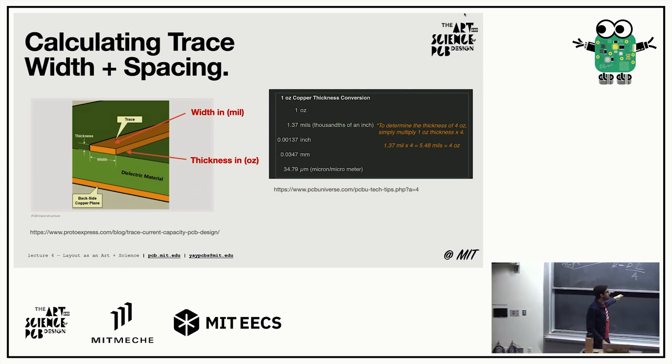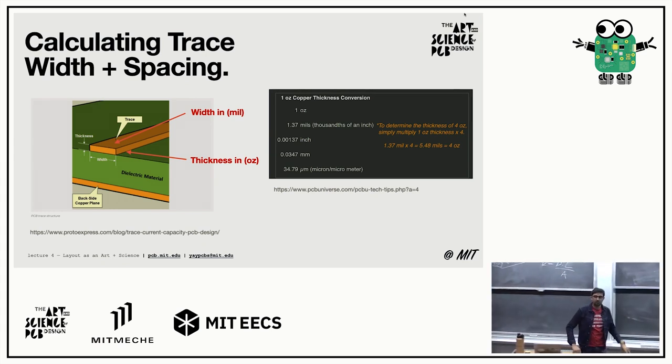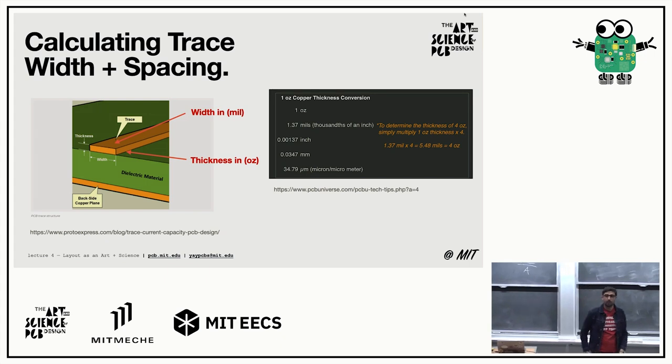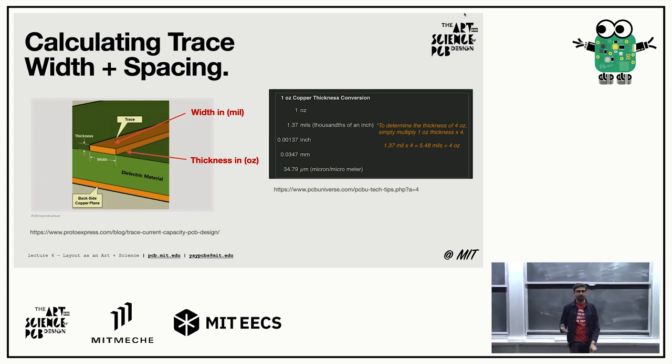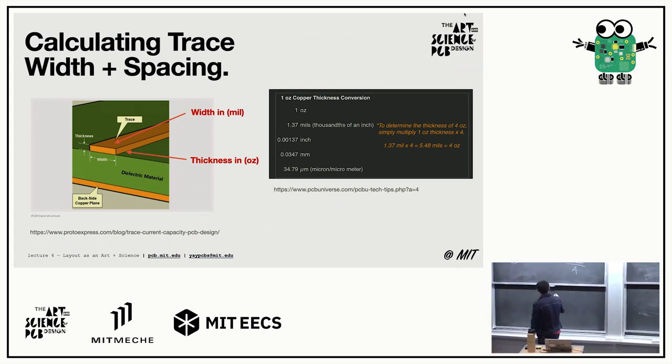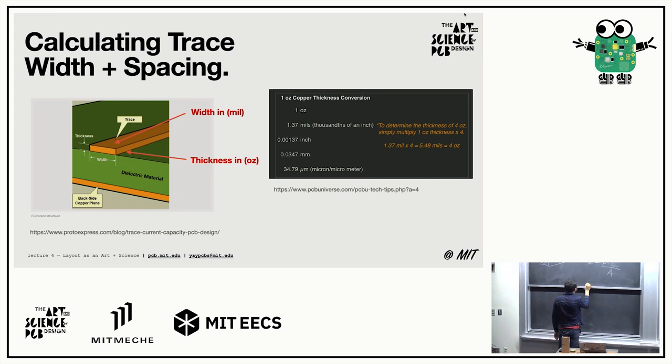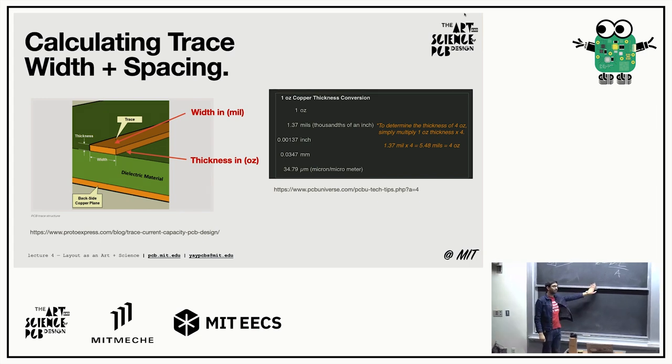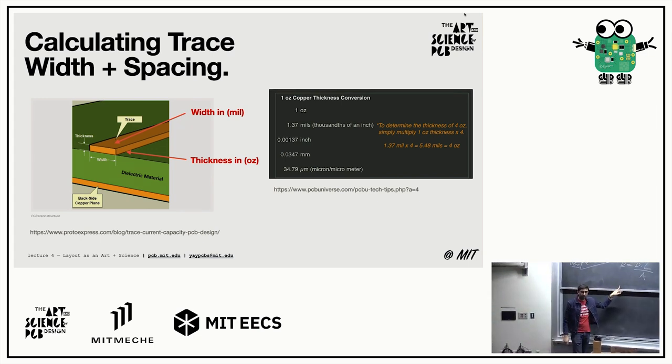Now, resistance probably doesn't matter if you're not running a whole bunch of current through it, or if your signals are at a low enough frequency. But when you're getting to high frequencies and high power, obviously, if I have a trace that's about this wide, you can't see it, that's the point, I'm not running 400 amps of current through it.